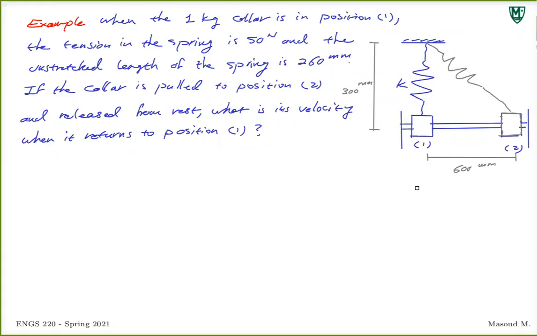We let it go. We said the spring is always trying to go back to its natural position. If it's stretched, it tries to go back to its natural position. If it's compressed, it also tries to go back to its natural position. So the direction of the motion of whatever is attached to the spring is determined by whether the spring is stretched and trying to go back to its natural length, or compressed and trying to go back to its natural length. So how do we deal with this?